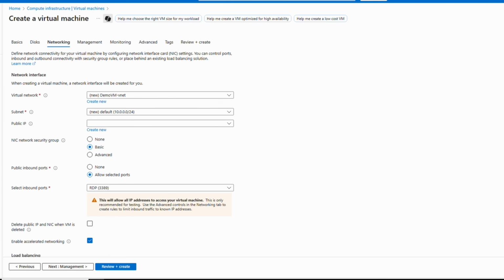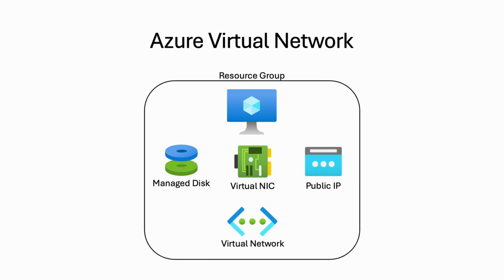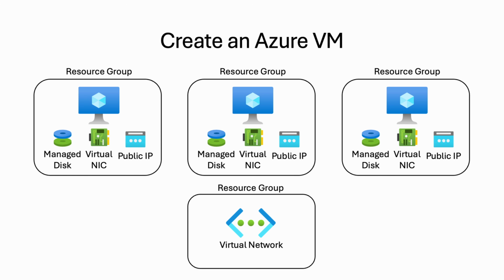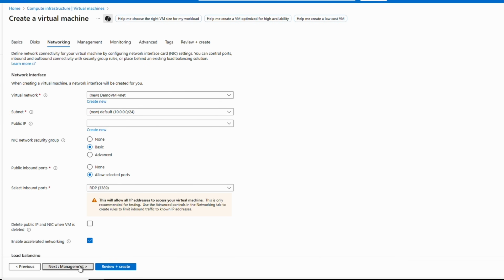This is fine for our quick deployment, but in production, it may be best to create a separate virtual network in a different resource group and then attach the new VM to that virtual network. That way, all the VMs can share the virtual network and have connectivity to each other. Let's go next to management.